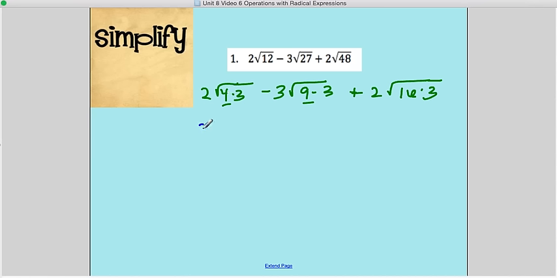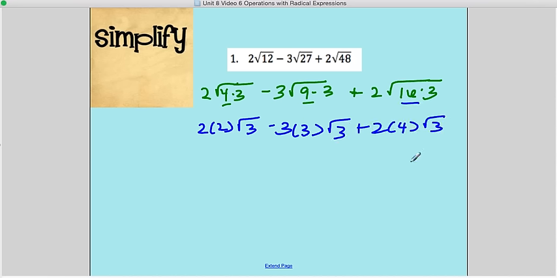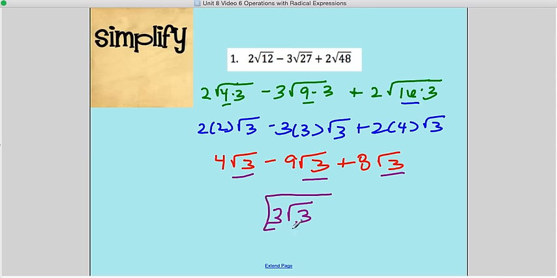Now let's go ahead and simplify. Square root of 4 is 2, so I have 2 times 2 square root of 3, minus 3 times square root of 9 is 3, square root of 3, plus 2 times square root of 16 is 4, square root of 3. So 2 times 2 is 4 square root of 3, minus 3 times 3, which is 9 square root of 3, plus 2 times 4 is 8 square root of 3. Then I can combine my like terms. Since they all have a radical of 3, we would say 4 minus 9 is negative 5. Negative 5 plus 8 is 3, so I have 3 square root of 3. There is my answer for example 1.